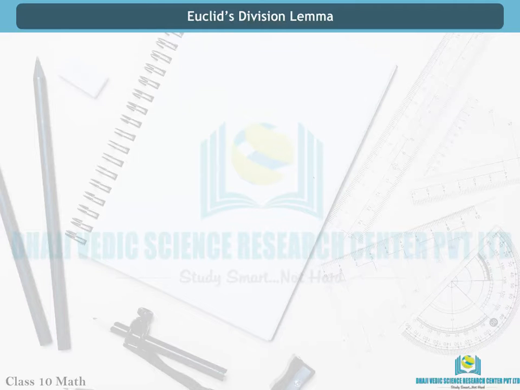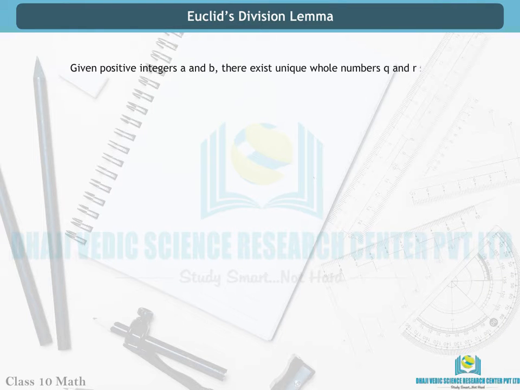Euclid's division lemma. Given positive integers a and b, there exist unique whole numbers q and r satisfying a = bq + r, where r is greater than or equal to 0 but less than b. Let us understand this lemma with the help of examples.